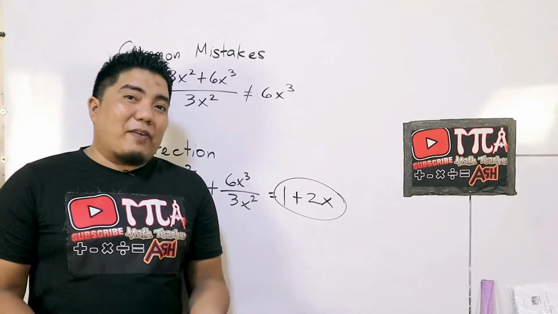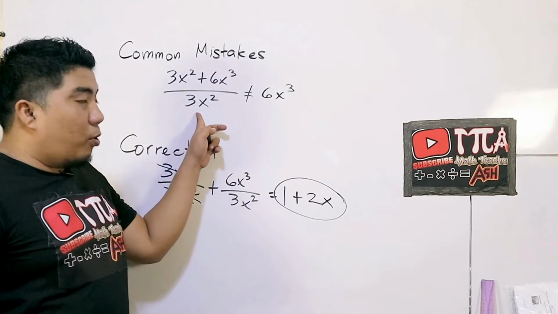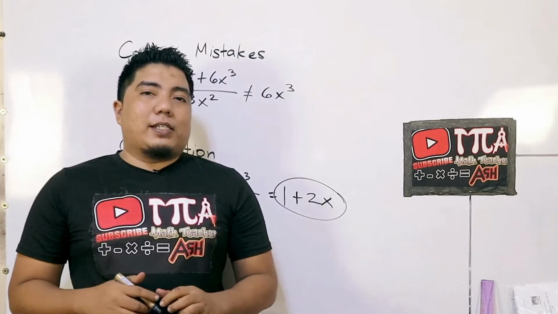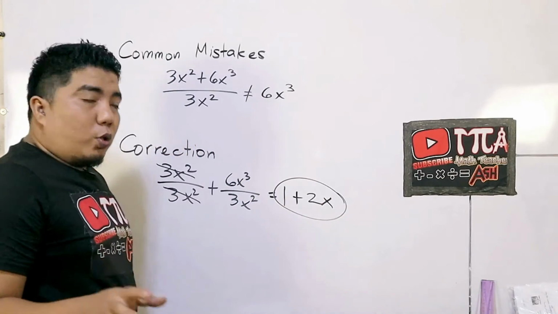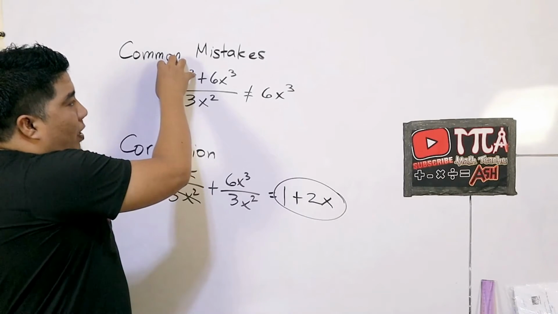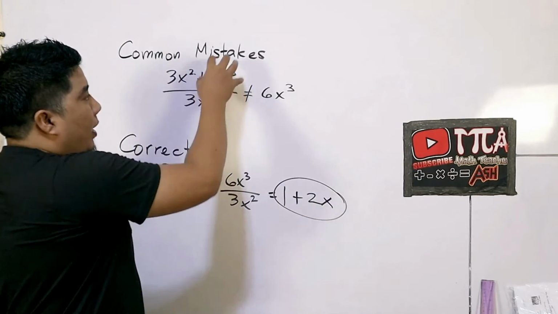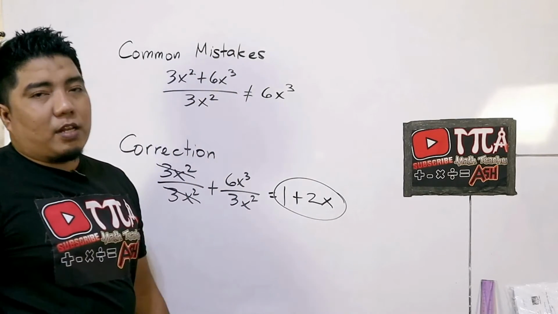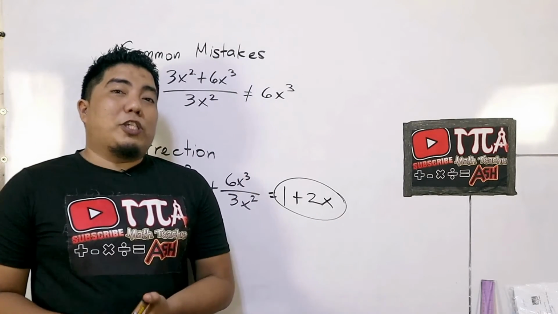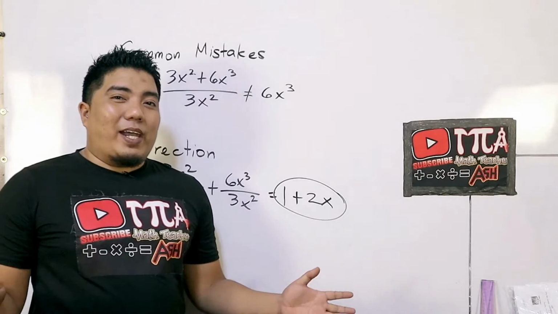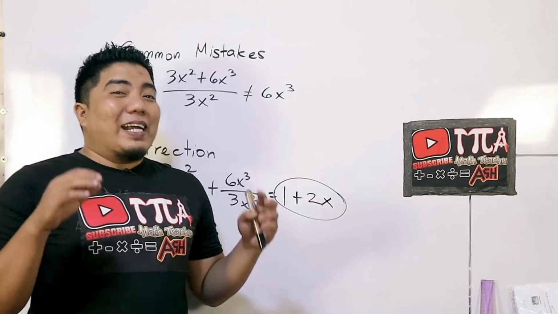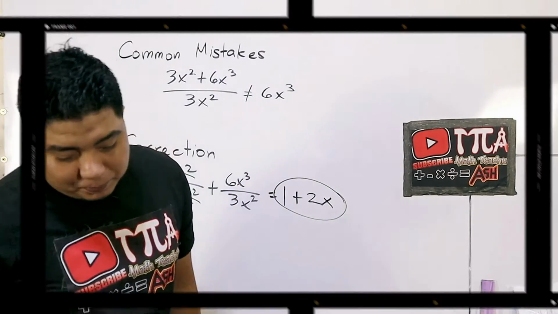Easy, right? So having a denominator that is only a monomial and your numerator is a polynomial, what you do is you divide each given term by your specific denominator, and then this one divided by the specific denominator, and then you simplify. Easy, right? Now, let us go to our next common mistake.